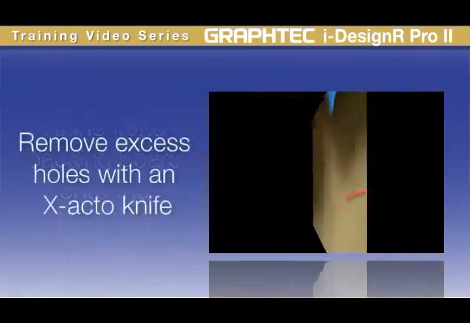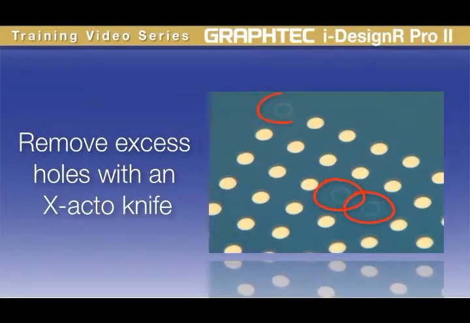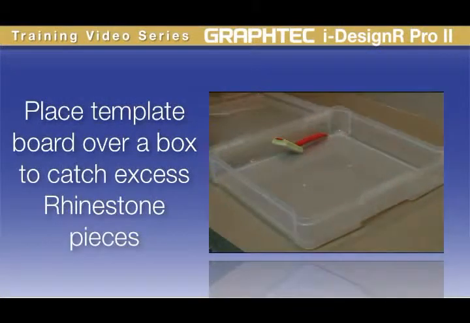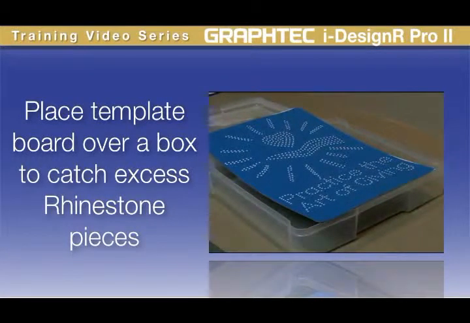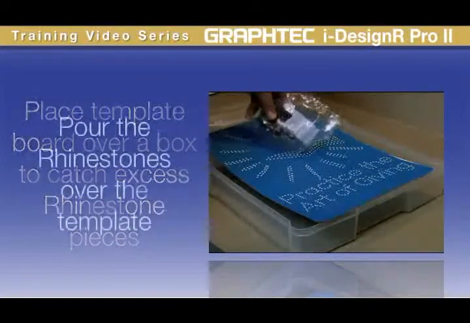When you turn the template face up, you may discover that some holes weren't removed. To correct this, use an X-Acto knife to remove any of the unopened holes. Once all the holes have been removed, place the board along with the template over a box that's the same size or slightly larger than the template itself. This is to capture any falling rhinestones.